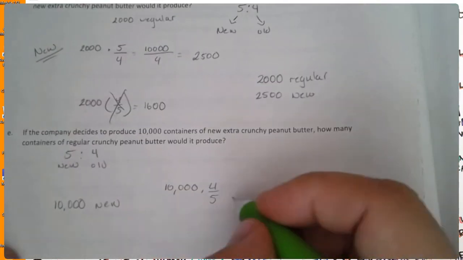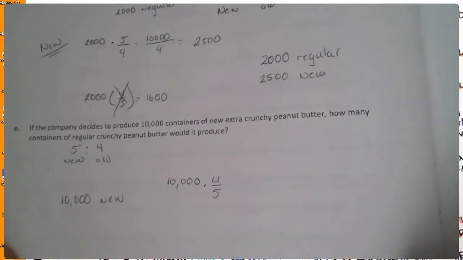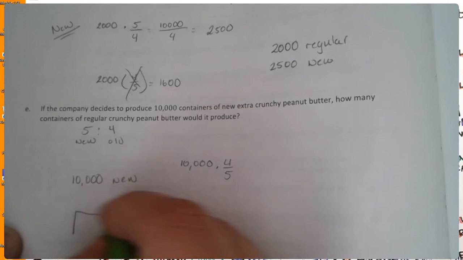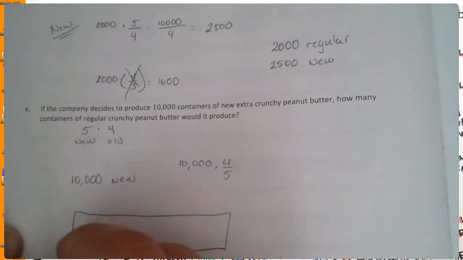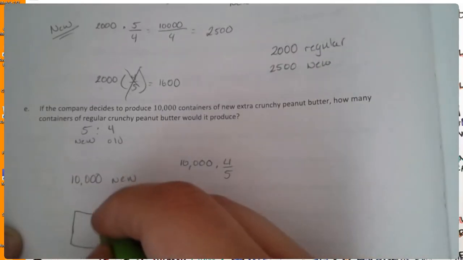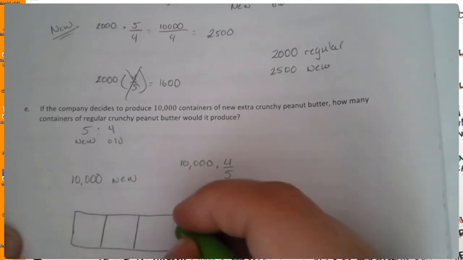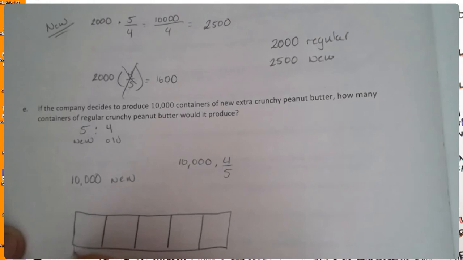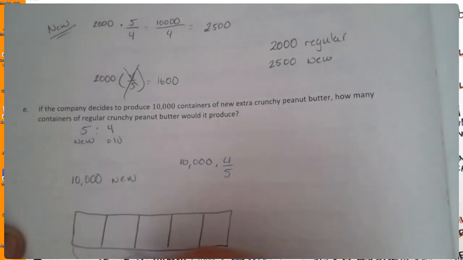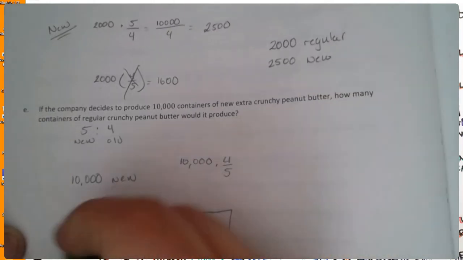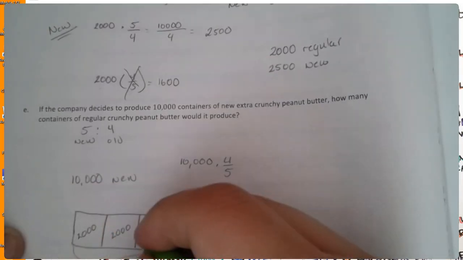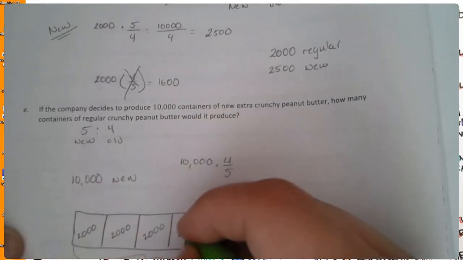Now another way you could do this, if you wanted to, is you can make a tape diagram. And it does work out this way too. You can divide it up into 5 sections: 1, 2, 3, 4, 5. And you know the whole thing is going to be 10,000, right? So each container is going to have 2,000 cases of the peanut butter.